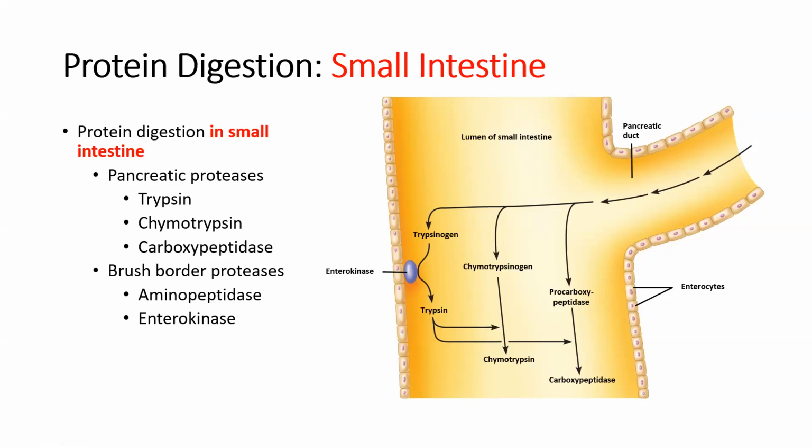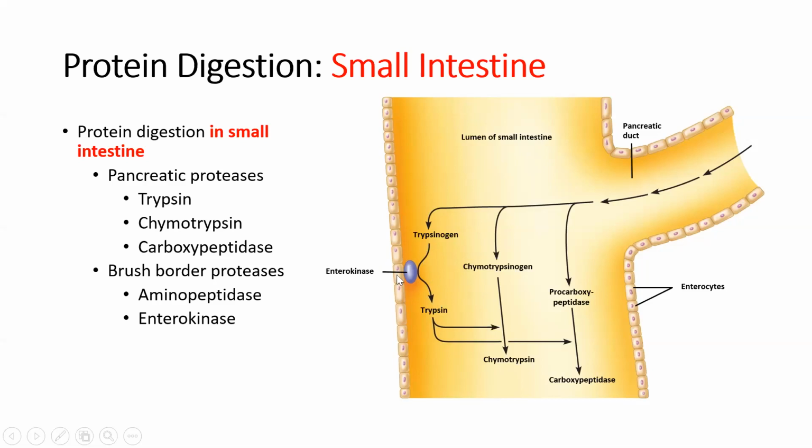So the proteases are trypsin, chymotrypsin, and carboxypeptidase, and they are actually released again in their inactive form. They're released in the form of trypsinogen, chymotrypsinogen, and procarboxypeptidase, which are not active. And trypsinogen is the main protease that is going to be activated by enterokinase.